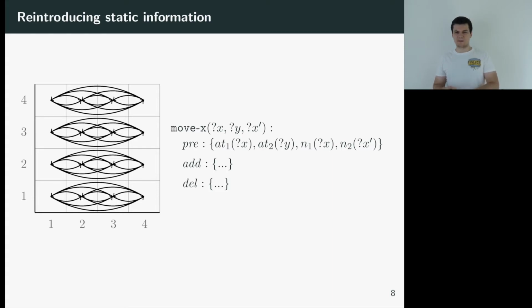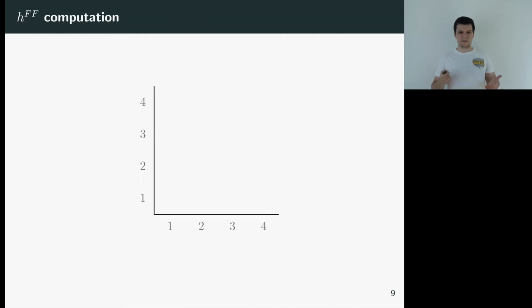So in the paper we describe how to reintroduce this information for static atoms, so atoms that don't change across the task, but this wouldn't fit into the time window of the talk. Let's just assume for now that we have some way of reintroducing this information. And then let's try to compute HFF on our unary relaxed task.